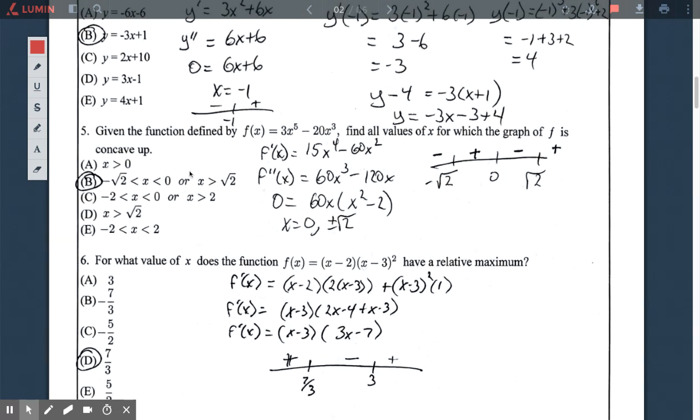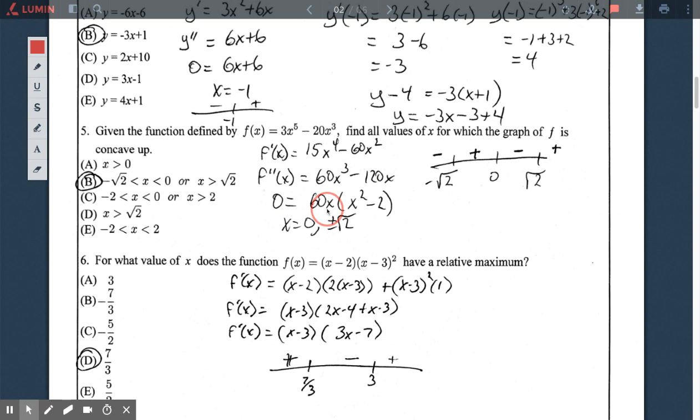All right, number 5. We want to figure out when the graph of f is concave up. Remember, concavity comes from the second derivative, where the second derivative is positive. So I'm going to take the first derivative, which is right here. I'm going to take the second derivative, and I set the second derivative equal to 0.